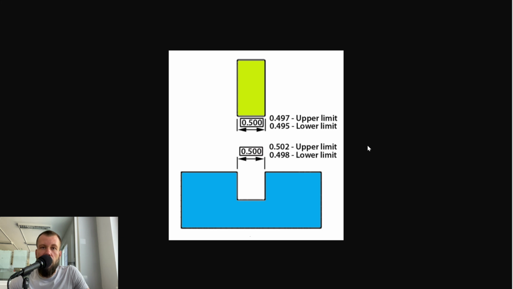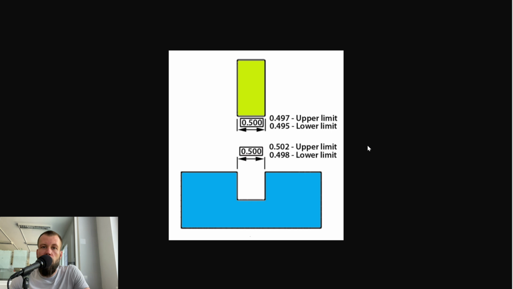its smallest allowable size of 0.498 and the mating part is machined to its largest allowable size of 0.497. The difference between 0.498 and 0.497, or 0.001, is the allowance.